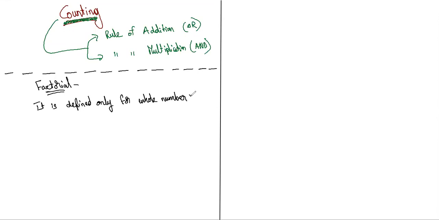What do you mean by whole numbers? Whole numbers are the set of integers starting from 0, 1, 2, 3, and so on, 0 to infinity. So factorial is something that will be defined only for whole numbers. And how is it defined?